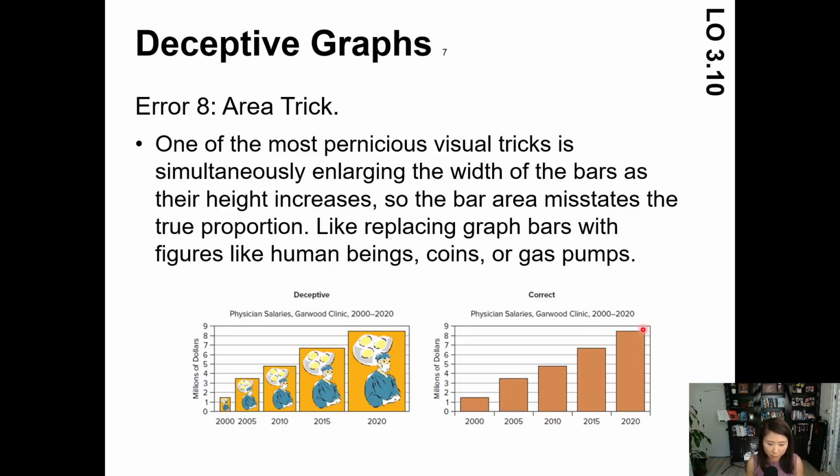Versus the deceptive chart on the left-hand side, where you really feel that from 2000 to 2020 the physicians' salary grew dramatically, but that's not the case, right? This is called an area trick. One of the most pernicious visual tricks is simultaneously enlarging the width of the bars as their height increases, so the bar area misstates the true proportion. Like replacing the graph bar with a figure like human beings, corn, or a gas pump.